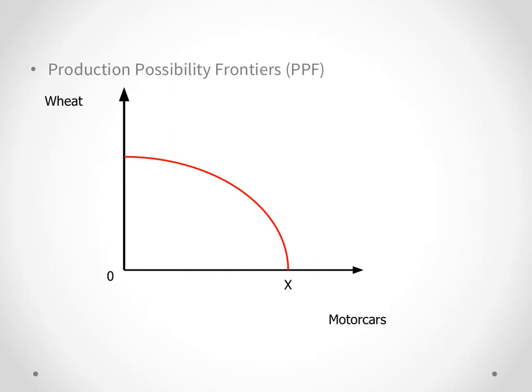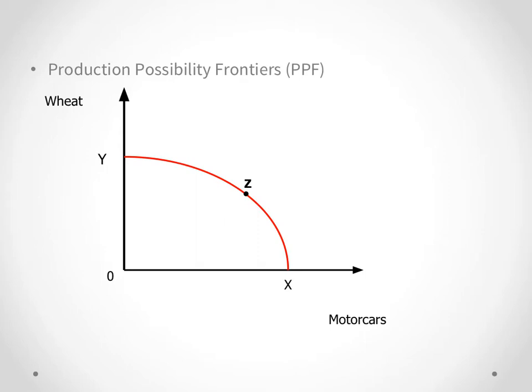Point X shows where no wheat is harvested and only motor cars are produced. At point Z, resources are being shared between the production of motor cars and wheat. Points on the PPF or PPC show the possible combinations of wheat and motor car production. It is impossible to harvest more wheat without also producing fewer motor cars. The opportunity cost of more wheat is the number of motor cars that are not produced.